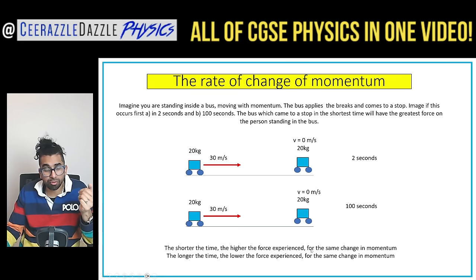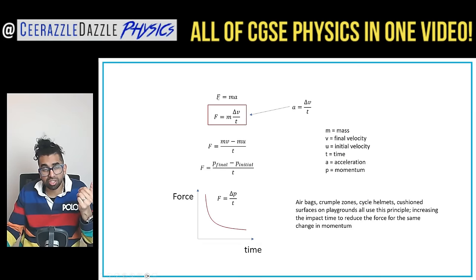So now let's derive a formula for the rate of change of momentum. First of all, we should remember Newton's second law, F is equal to ma. The acceleration is the change of velocity divided by time taken. We can plug that in, which is equal to mv minus mu, because don't forget v is final velocity minus initial. Therefore, the force is equal to the final momentum minus initial momentum, and we can therefore say this is the change in momentum divided by the time taken.